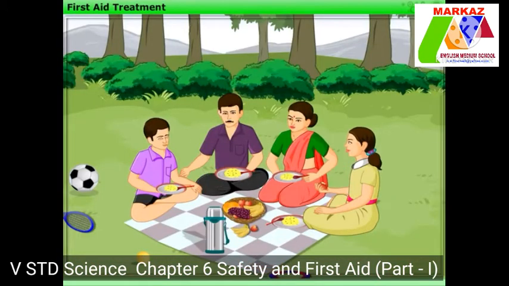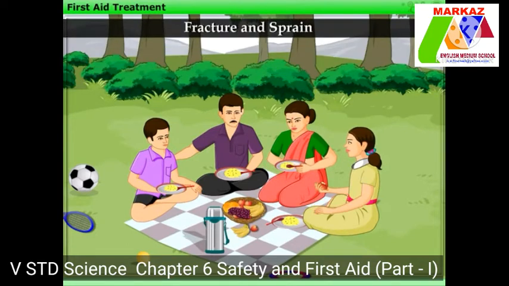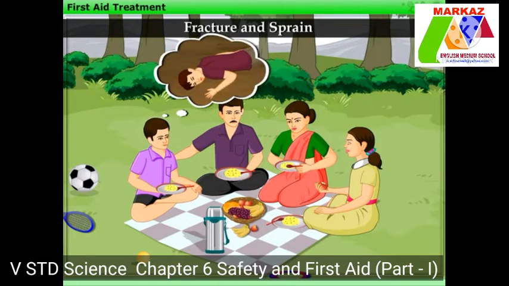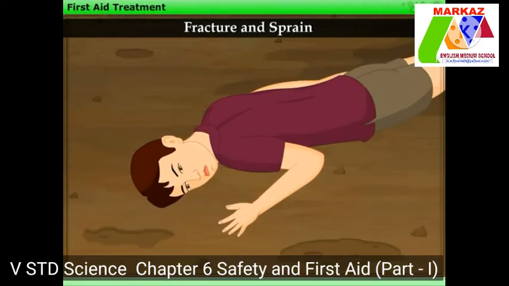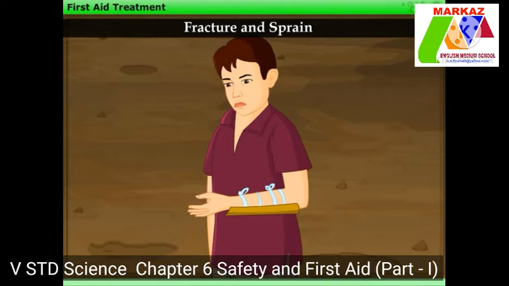Father then tells that in addition to bites and stings, we can also give some immediate help for fracture and sprain. Here, Harry remembers that in school, one of his friends fell down while playing and his hand got fractured. The teacher told him not to move his hand and, with the help of a splint, she gave support to his hand. Then he was taken to a doctor.